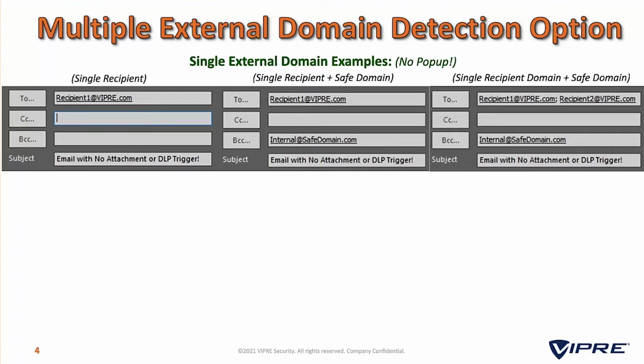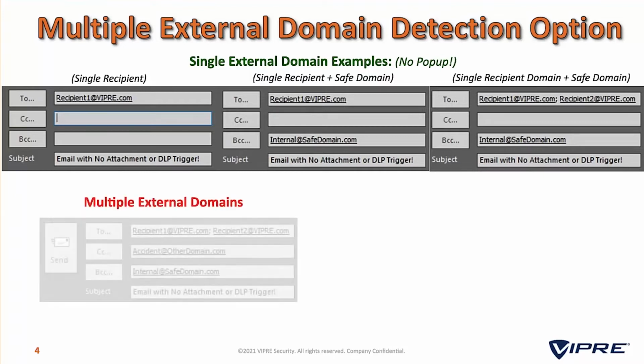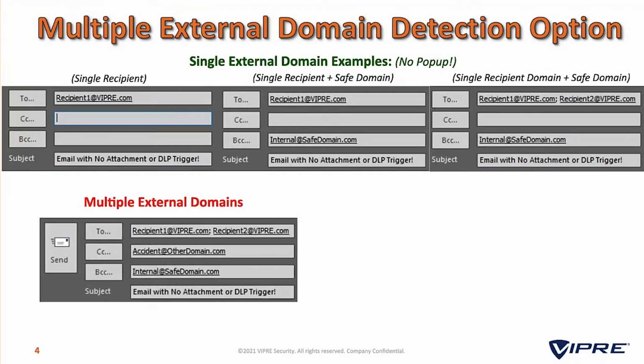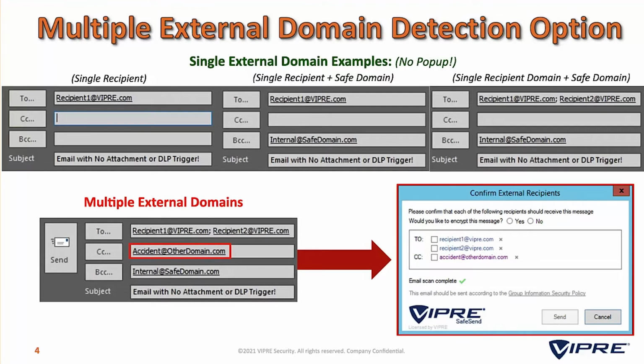But this is the circumstance that catches the most when it comes to, again, those edge circumstances. And that's multiple external domains. So as you can see right here, we have two people from the VIPRE domain, the safe domain we're messaging, but we had the accident with another domain added. That is going to be what triggers the pop-up. The user sees, right before they send the message, or as soon as they hit send, this pops up before it's allowed to, and they have to say, yep, that extra one in another color is the wrong message.